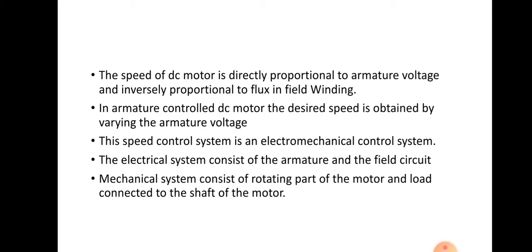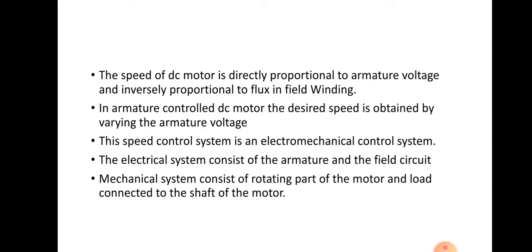So let us start. The speed of a DC motor is directly proportional to the armature voltage and inversely proportional to the flux in the field winding. In an armature controlled DC motor, the desired speed is obtained by varying the armature voltage. And this speed control system is an example of an electromechanical control system.